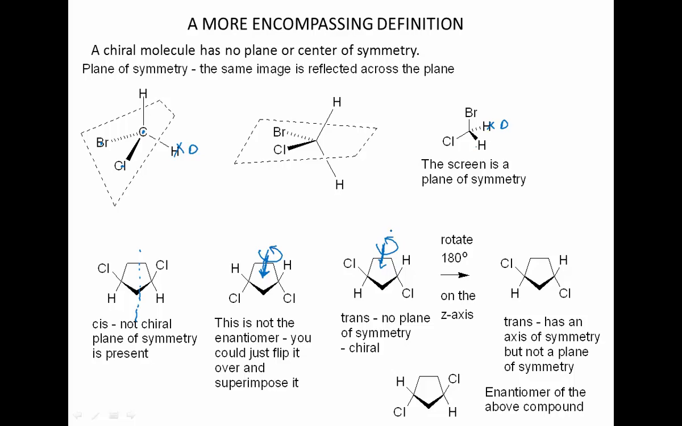But the definition of chirality is there's no plane or center of symmetry. A center of symmetry is kind of a hard thing to do in an organic molecule. Maybe when we're looking at questions at the end here, we might look at a molecule that has a center of symmetry. But the plane of symmetry is really what you should be focusing on. That's the most common situation where you're going to have chirality or lack of chirality. So an axis of symmetry doesn't count.